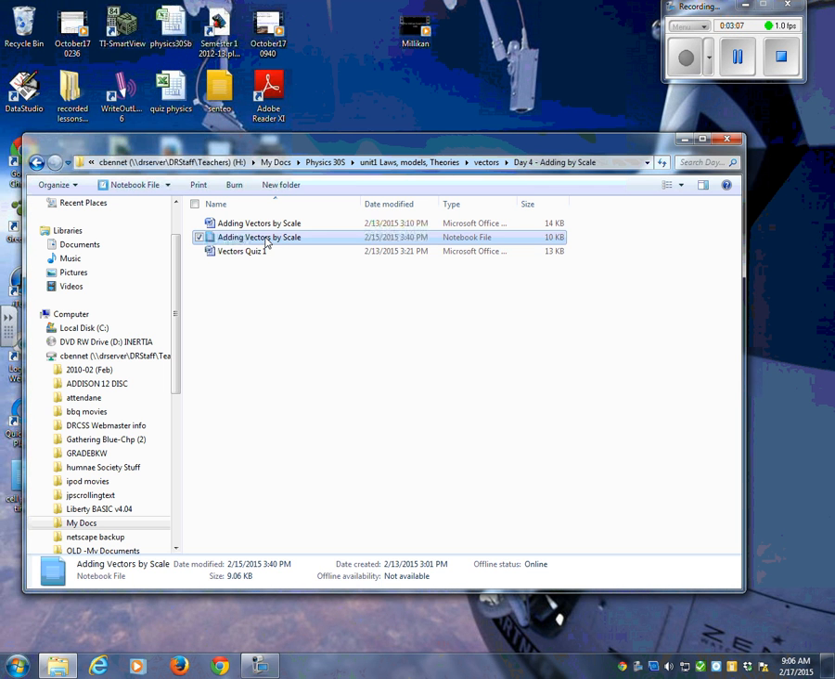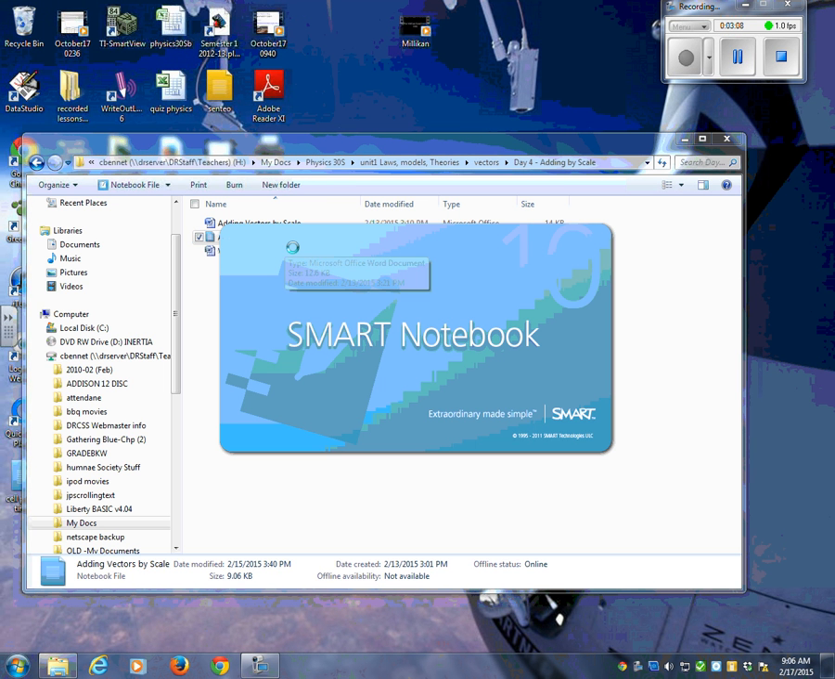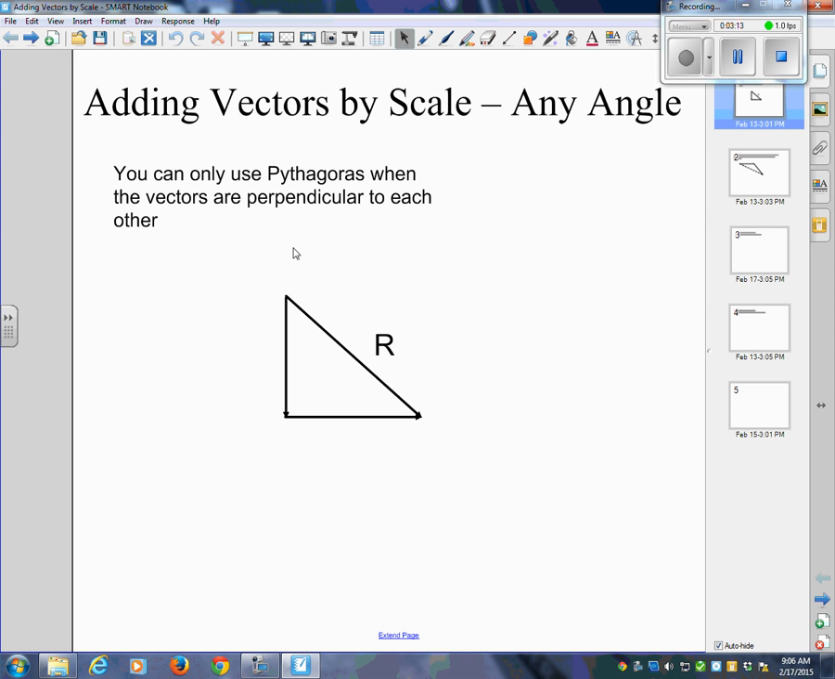Now, we did actually do this. Friday was the last time I saw you, right? It was kind of near the end. Your brain had probably shut down, right? So how about we back up and we'll just go from there. Does that sound okay? A sort of redo. Okay, so adding vectors by scale, any angle. You now have a handout that you can make some notes on if you want.